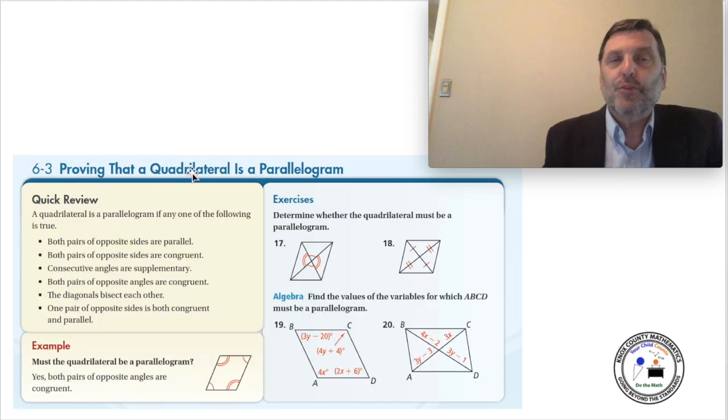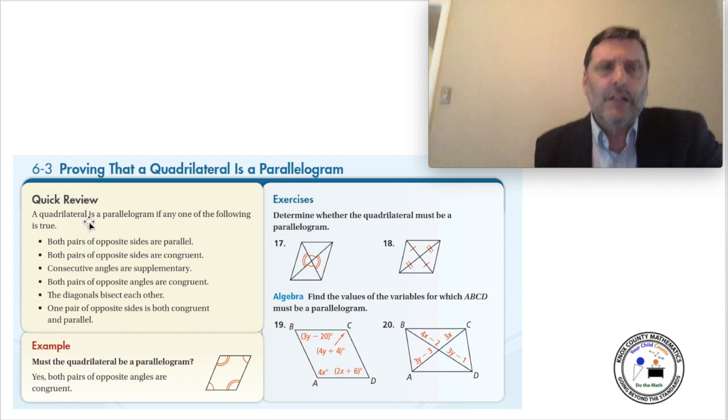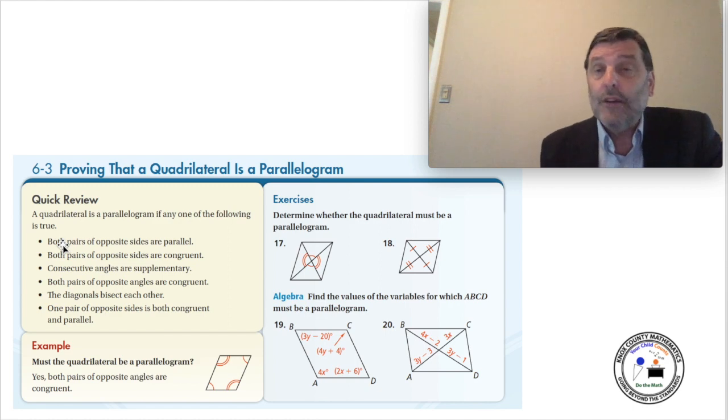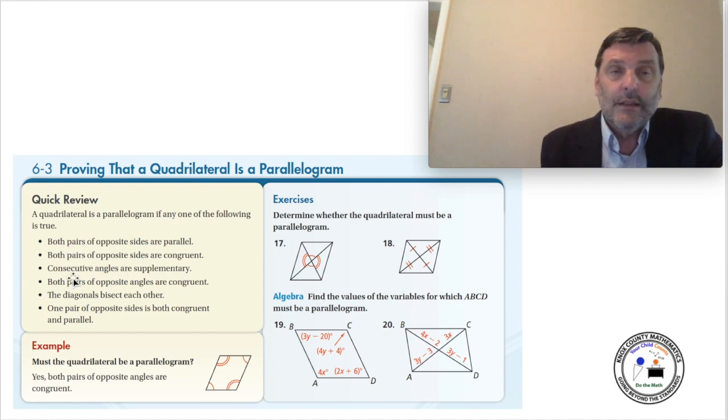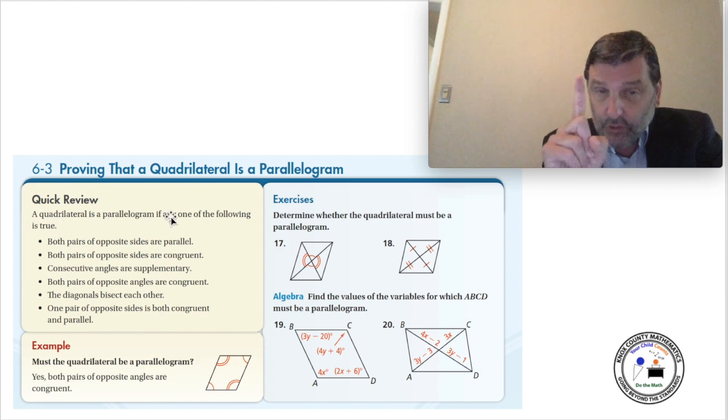All right, the next part of this is proving that a quadrilateral is a parallelogram. We've got certain rules, certain characteristics. A quadrilateral is a parallelogram if any one of the following is true. Look at that. Both pairs of opposite sides are parallel. Both pairs of opposite sides are congruent. Consecutive angles are supplementary. Both pairs of opposite angles are congruent. The diagonals bisect each other. One pair of opposite sides is both congruent and parallel. Remember, a quadrilateral is a parallelogram if any one, just one of these is true.